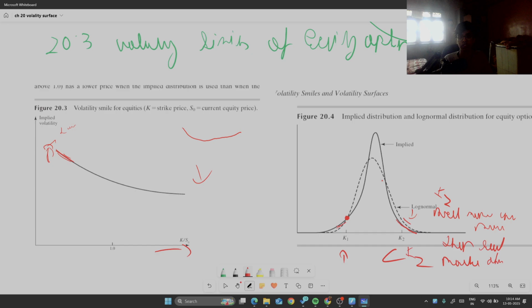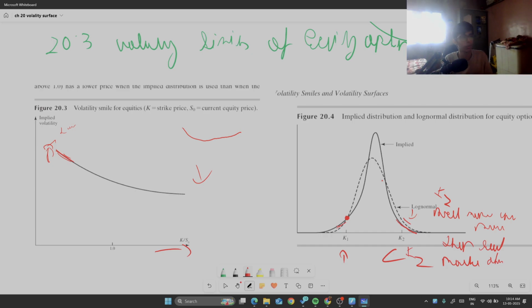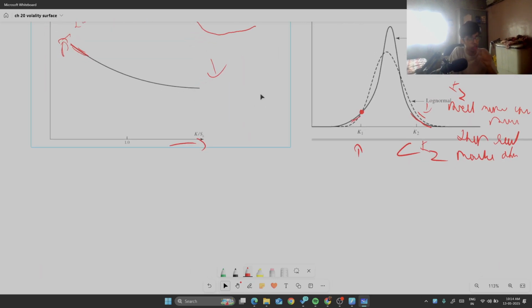So that's the thing you have to remember: for equity options it is like a hockey stick. You can say it is a smile, a skewed smile. And the reason behind this is that there is a negative correlation between equity price and volatility.